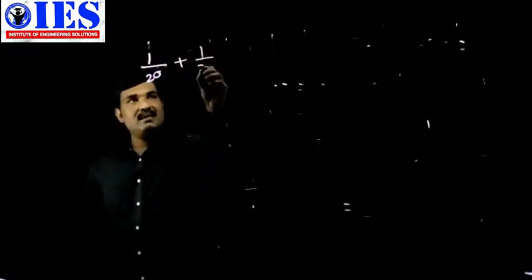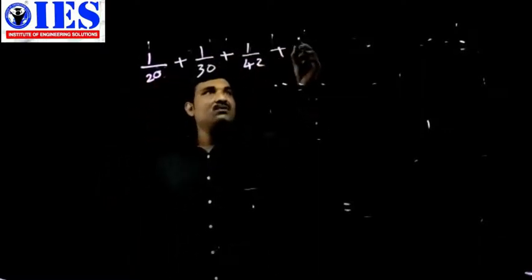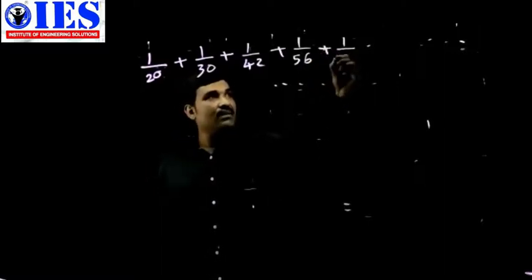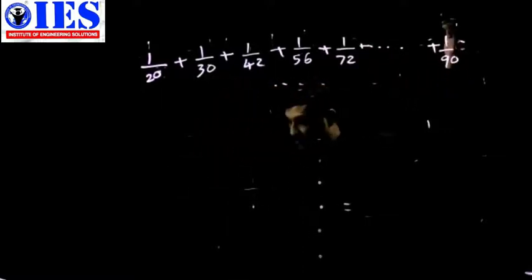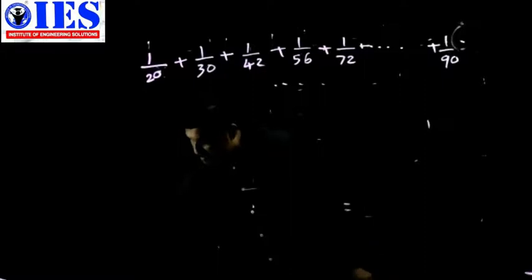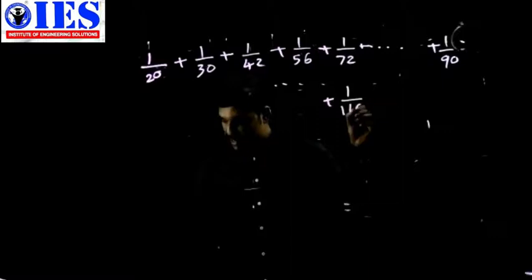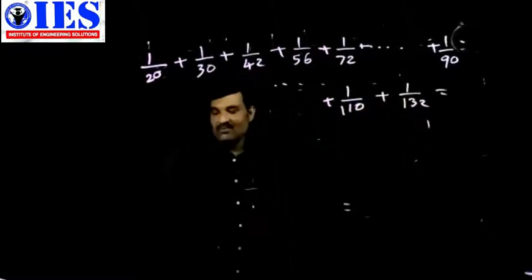All right. Now, I'm going to write the next number: 1 divided by 20 plus 1 by 30 plus 1 divided by 42 plus 1 by 56 plus 1 by 72. This goes on, and 1 by 90 plus 1 by 110 plus 1 by 132. We want to simplify this, right?